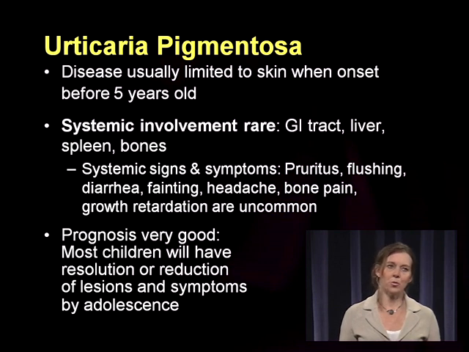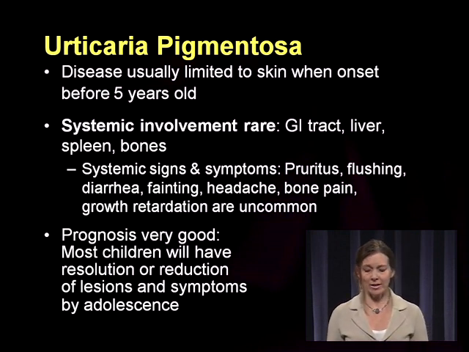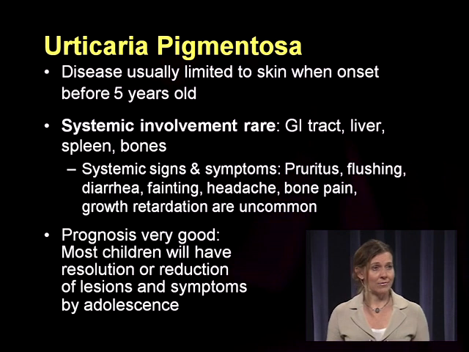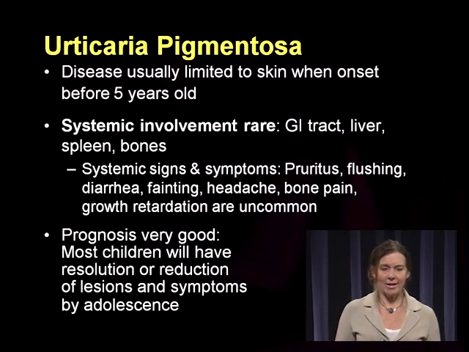So some things that you want to ask about if you have a patient with urticaria pigmentosa: I always ask them about itching because I want them to be comfortable, and I might treat that if they do have itching. I ask about flushing because if you have generalized histamine release, sometimes you can have episodes of flushing and hypotension. Patients that have intestinal involvement may have chronic diarrhea, so is that something to ask about? Fainting episodes, headache, rarely bone pain if they have skeletal involvement, and again, very rarely they might have growth retardation.